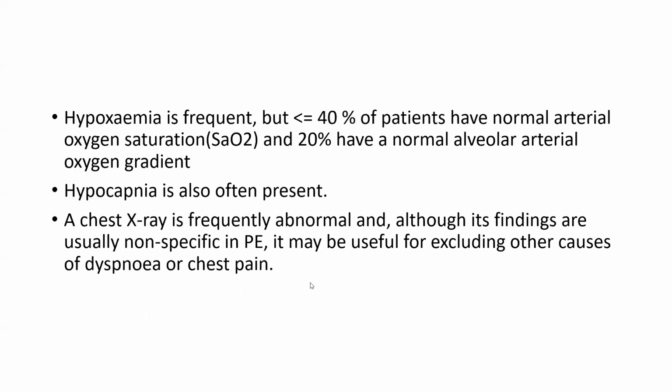So hypoxemia is frequent, but less than 40% of patients have normal arterial oxygen saturation and 20% have normal alveolar-arterial oxygen gradient. Hypocapnia is also present. A chest X-ray is frequently abnormal, although its findings are usually non-specific in pulmonary embolism. It may be useful for excluding other causes of dyspnea or chest pain.